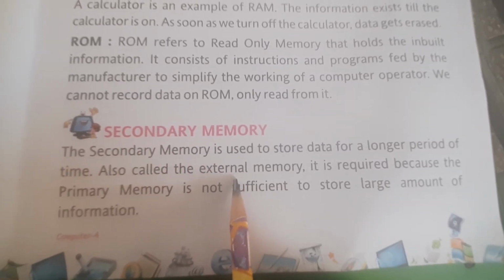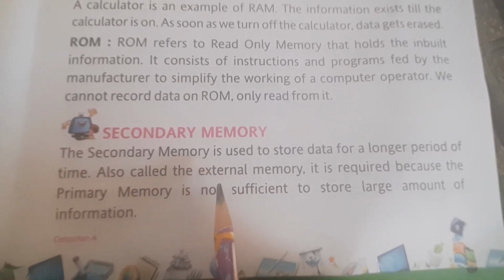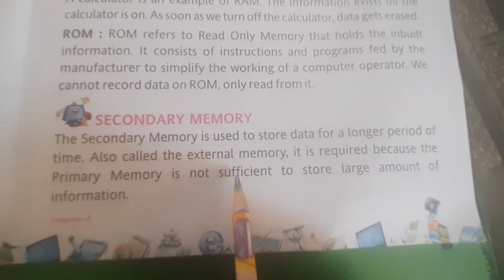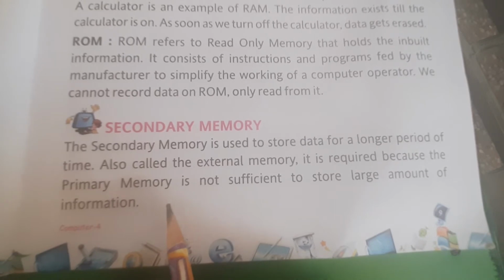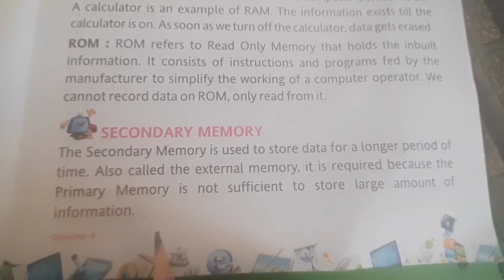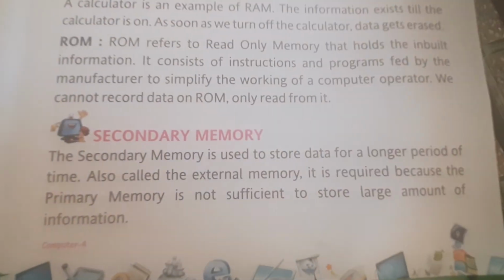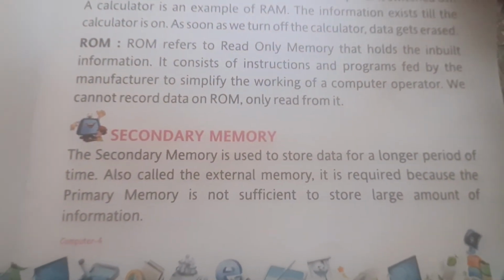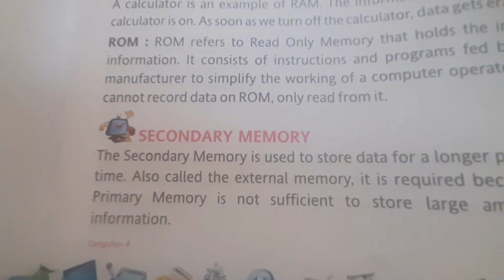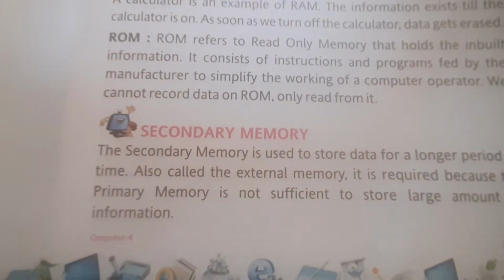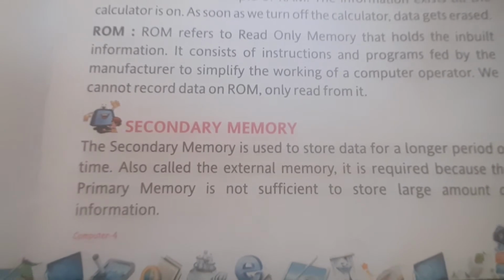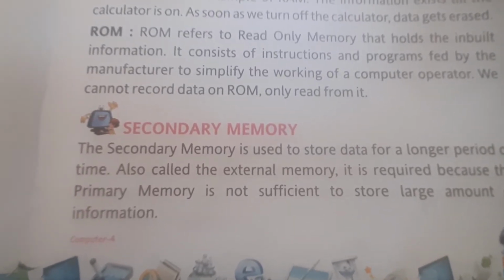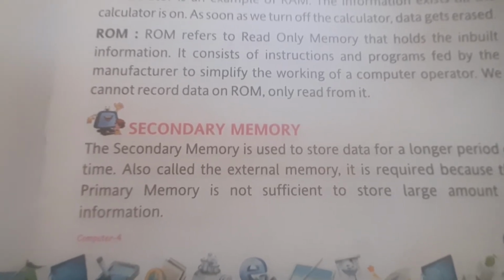It is also called external memory because these devices are not inside the computer system. Another reason is that primary memory is not sufficient to store a large amount of information. We cannot store a lot of information in the primary memory, and that is why we need secondary memory. Otherwise, if we keep on storing something in the primary memory, the computer system will stop functioning, it will crash.